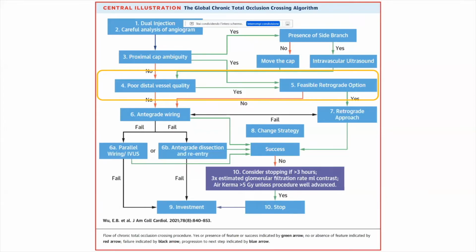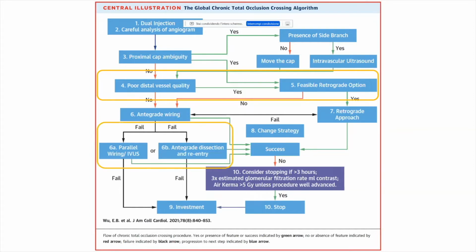If we have major branches, like the crux in the right coronary artery, and the distal cap is close to the crux, if we go antegrade, we have many chances to lose the PL or the PDA. So the right way to perform a CTO recanalization in this case is to go retrograde, in order to save all the branches that are close to the distal cap.